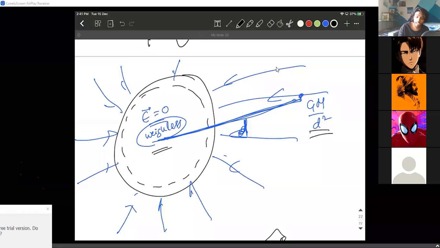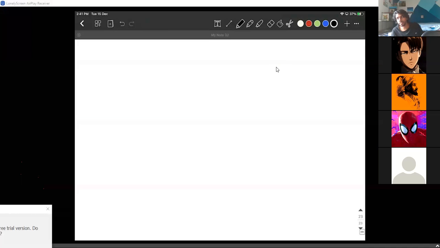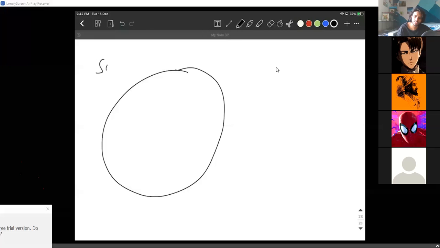Sharath is asking, do we have any celestial bodies which are hollow? Not that I know of. No, I don't think there are any bodies which are hollow. Okay. Let's talk about a solid sphere.